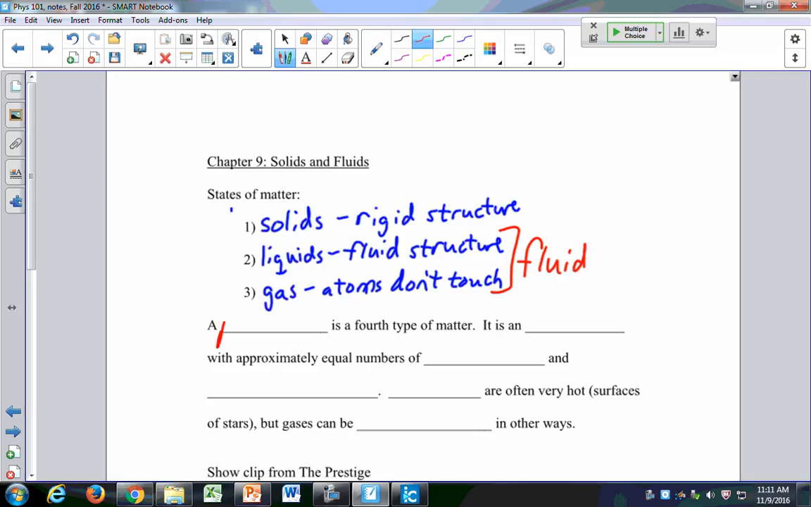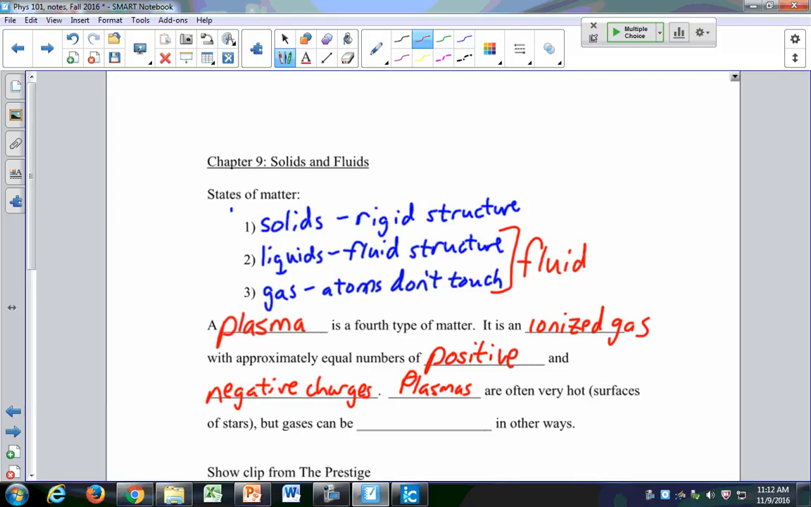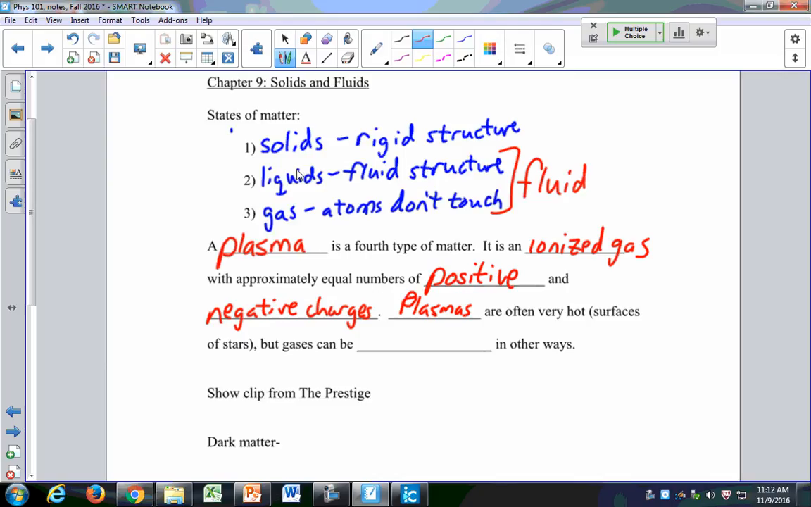A plasma is a fourth type of matter. It is an ionized gas, with approximately equal numbers of positive and negative charges. So plasmas are often very hot, like on the surface of the sun. On the surface of the sun or other very hot places, you basically rip apart all the atoms and you just get a big electron-proton soup. Everything's ionized. You have an equal number of protons and electrons. But gases can also be ionized in other ways.